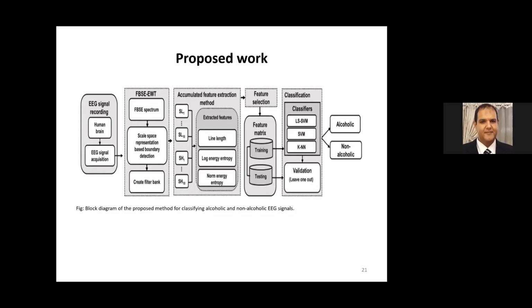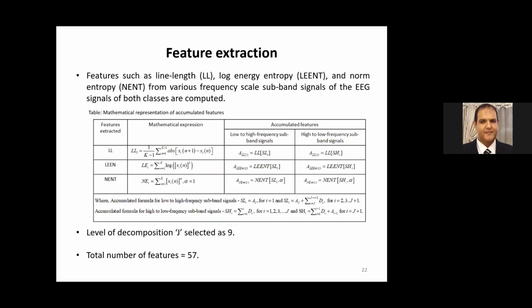And these are the actual features and their mathematical formulas to compute them. Like line length, log energy, entropy, norm entropy. And the level of decomposition that we have selected is 9 for this work. And so the total number of features will be 57.